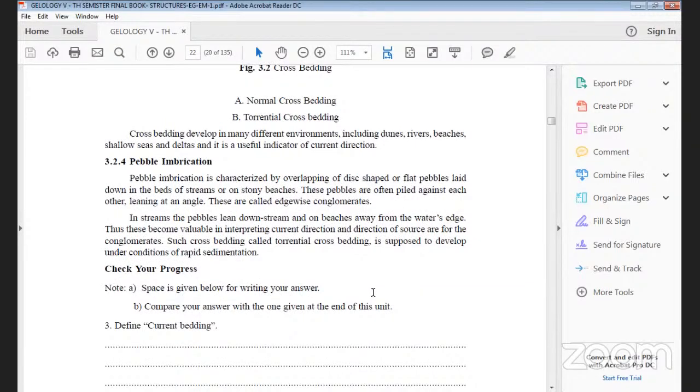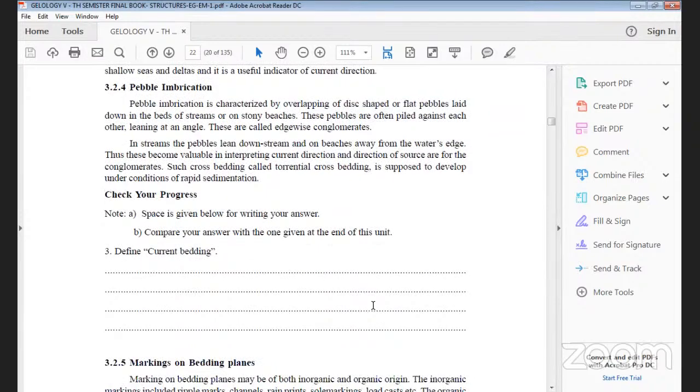In particular, the stream pebbles lean downstream and beaches away from the water's edges, and thus it becomes a very valuable indicator for interpreting current direction and direction of source for conglomerates. This type of current bedding is called torrential cross bedding, and it is supposed to form under conditions of very rapid sedimentation.